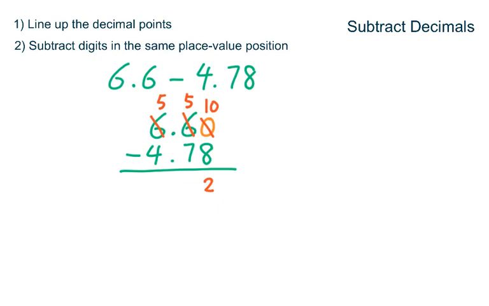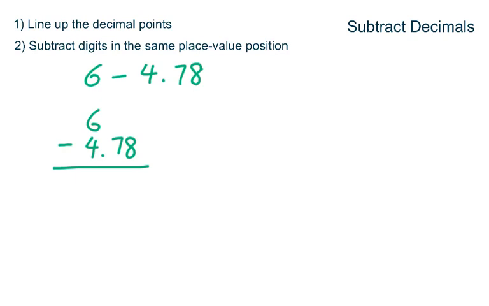So now we need to make the number on the tens place 15. So 15 minus 7 is 8, and we copy down the decimal number. Alright, so look at the ones place. 5 minus 4 equals 1. So our final answer is 1.82.